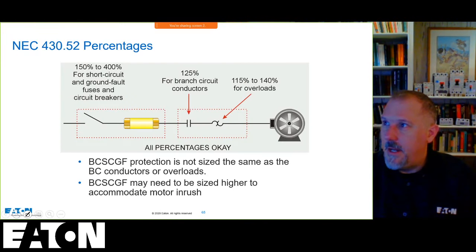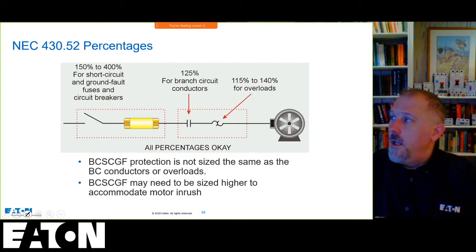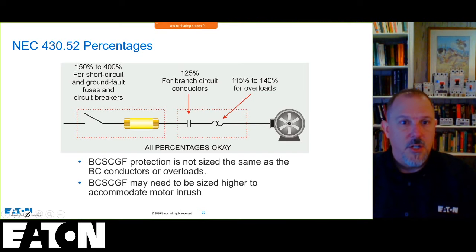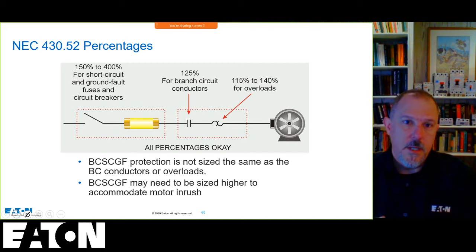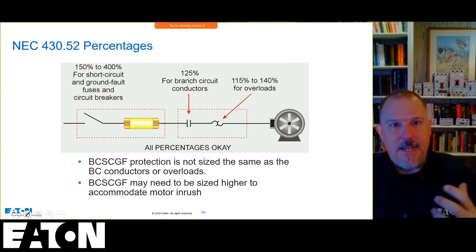So let's talk about the different parts of this circuit and size some of these. Short circuit protection, 150 to 400%. For short circuit and ground fault, that's just for your short circuit protection. That's not your overload. Your overload is sized at 115 to 140%, and 125% for your branch circuit conductors. And you might say, well, wait a second.